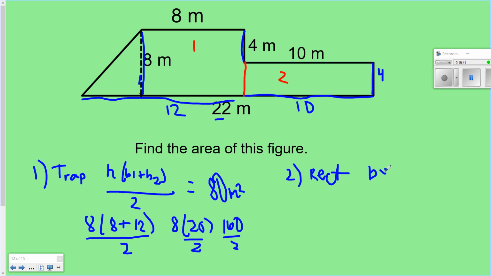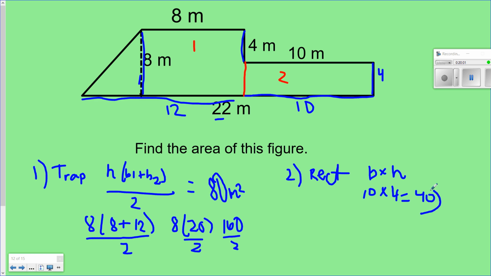I like to always write out my equations so I can see what I'm doing and what I have to fill in. It makes it easier. I always do that, and I'm the teacher, so I know some of you will need to do that too. So my base was 10 for that rectangle times that height, which was 4, equals 40.